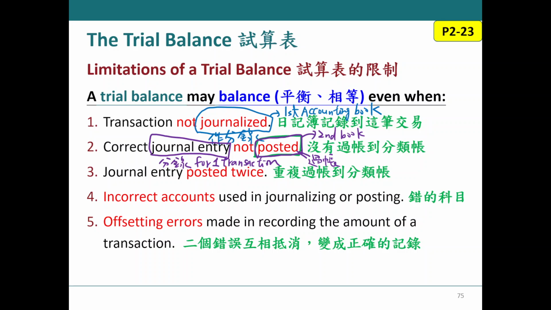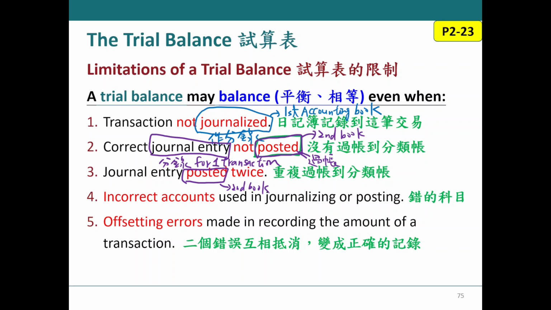Third, posted twice. So the mistake you made is on which book? Second book, right? Posting twice is the opposite of case 1 and 2. Posting twice means you have 10 transactions, then you record more than 10 transactions, right? One transaction, you do it twice. So you will double the amount, right? So you still made a mistake when posting to your second book.